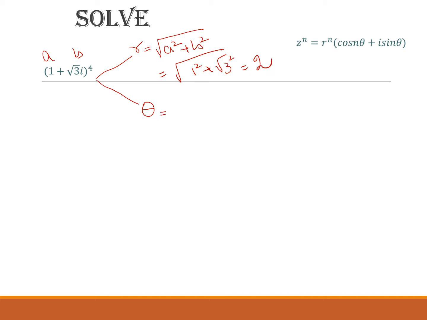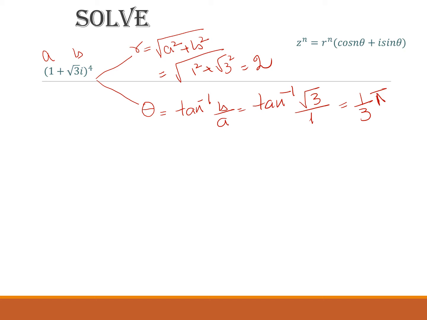Now find theta. Theta will be tan inverse of b over a. So you will get tan inverse of √3 over 1. Now calculate it. As I said, make sure that the calculator is in radian mode, because if the calculator is in degree mode, then maybe the answer won't match the options given to you. It gives π/3.